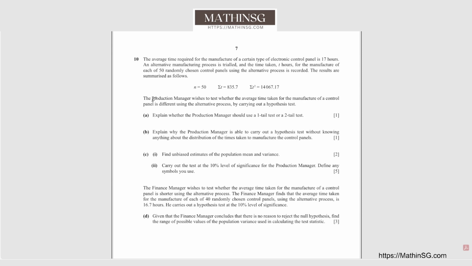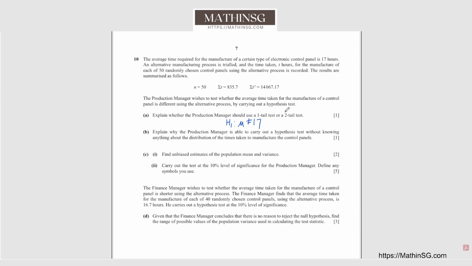Okay, so in part A, the production manager wished to test whether the average time taken for the manufacture of a control panel is different using the alternative process. So they are only asking whether it's different. It can be more than, it can be less than. So basically we are testing whether mu is not equals to 17 hours in the alternative hypothesis, or your H1. Because we are looking at mu, our H1 involves testing mu not equals to 17.